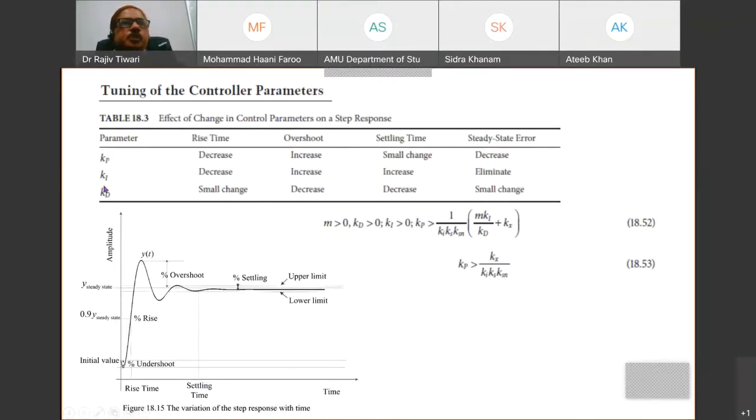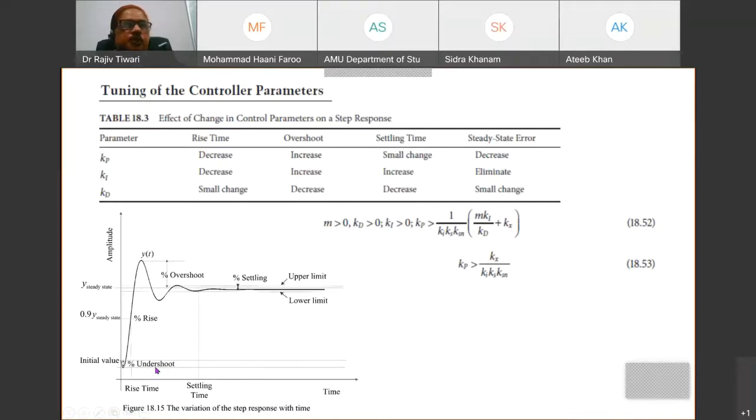Often we choose Kp, Ki, Kd by the trial and error method, but certain parameters are there to consider while choosing them. Like, if this is amplitude and this is time, and we apply a step force to a particular system, meaning a suddenly applied constant force, the system will oscillate and finally it should come to this position. But because we are applying it suddenly, there will be some oscillations also. Let us say the oscillations take place like this. The initial value is here, but instead of going up, it goes below, and that is called undershoot.